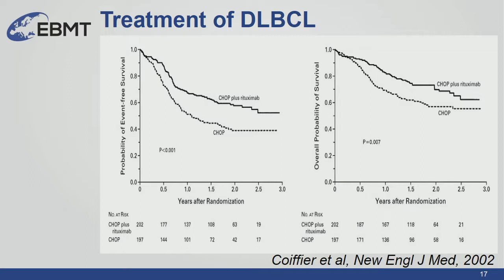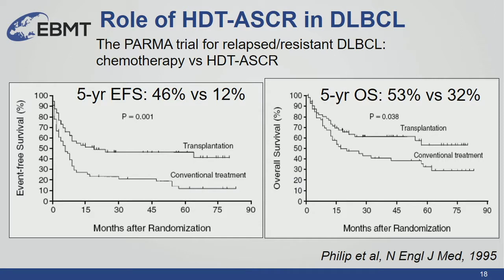This study was performed in patients aged from 60 to 80 years. And as you can see in these populations, around half the patients can be cured with R-CHOP. But there are still a proportion of patients who don't achieve a complete response after first line, or they relapse. And for those, we know from an old randomized study that an autologous transplant is the best treatment option. This randomized study compared chemotherapy versus transplant in patients who have relapsed or have not achieved a complete response after first line, and showed that those who received an autologous transplant had the better outcome.